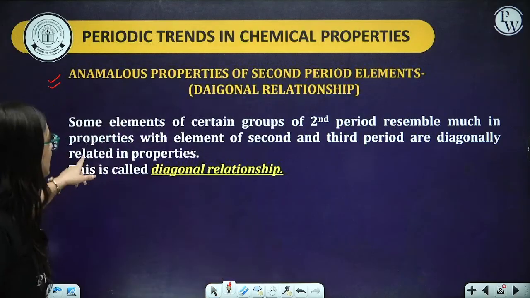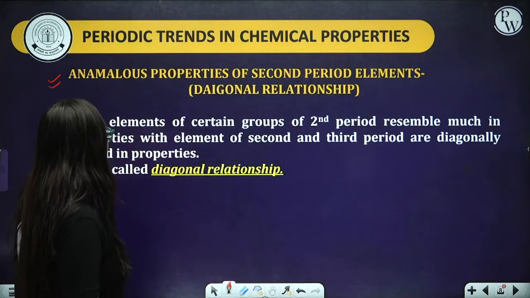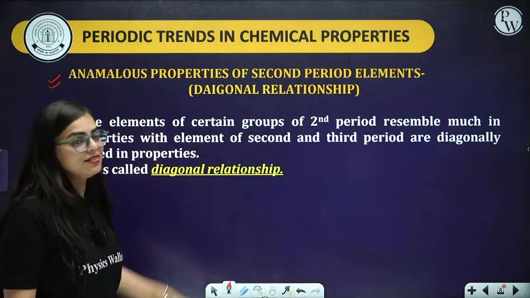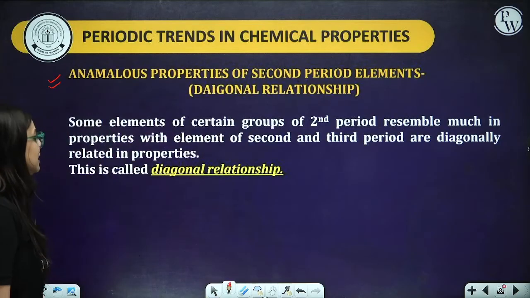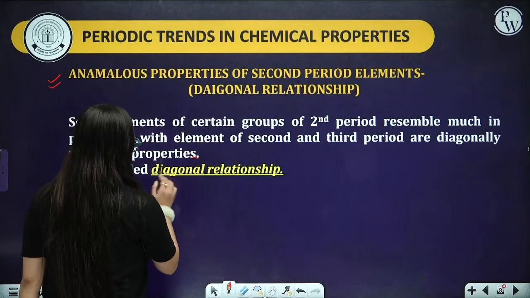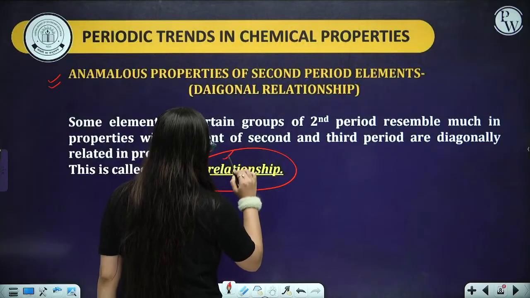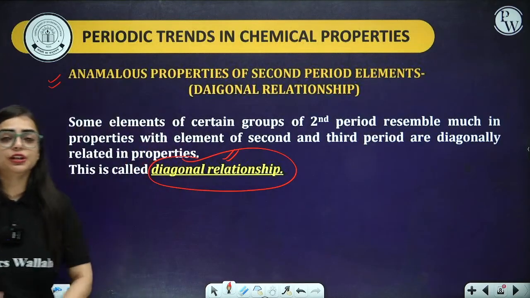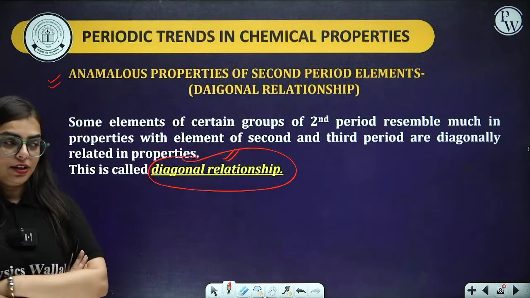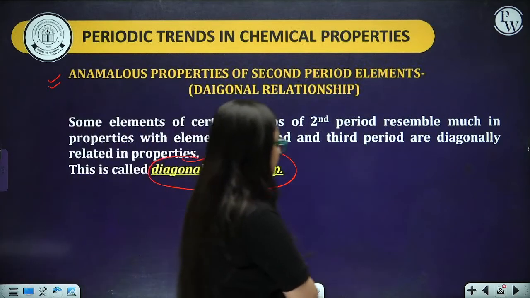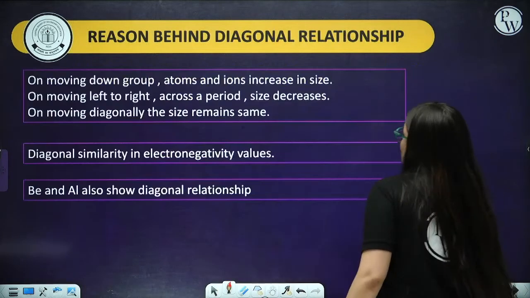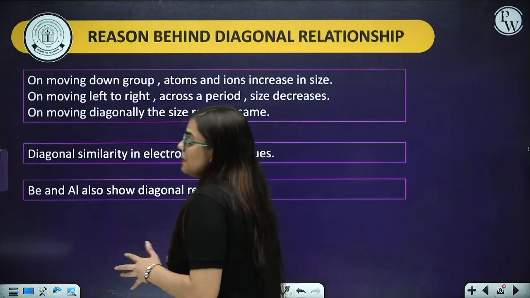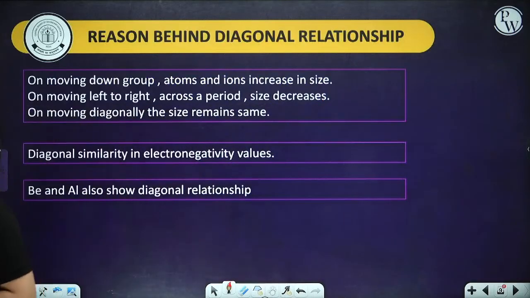Now some elements of certain groups of the second period resemble much in properties the elements of the third period, are diagonally related in properties, and this relationship is referred to as a diagonal relationship. Which kind of relationship, ma'am? A diagonal kind of relationship. Okay. So now we are going to see what the properties are, what is the reason behind the diagonal relationship. You can open up your NCERT, write in the NCERT, and it will be easier for you.